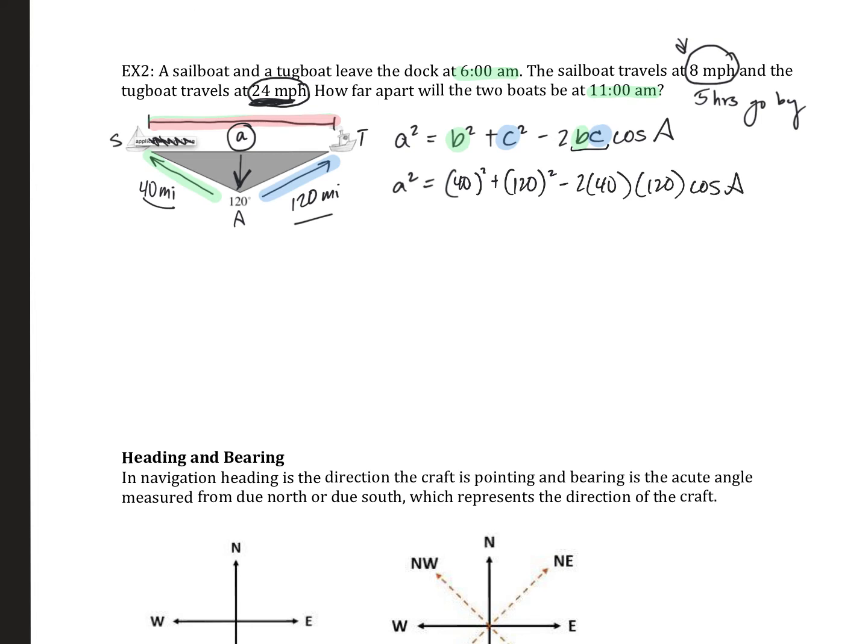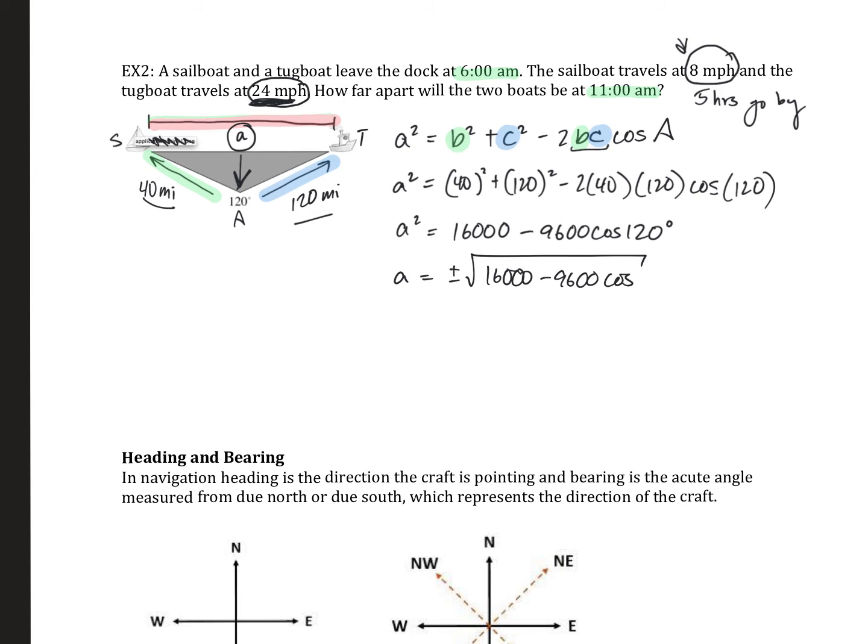Alright, so plugging that in, we get a squared equals, if you want to go ahead and do some fun with the algebra, you can. If not, you could have just plugged that into your calculator. Oh, sorry, I forgot to plug in cosine of 120 here. Alright, and then a is going to equal this plus or minus the square root of 16,000 minus 9600 cosine of 120 degrees.